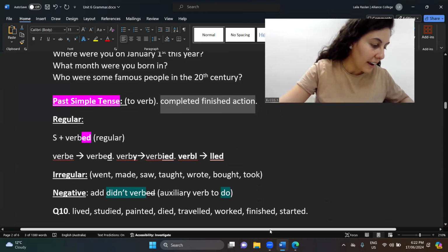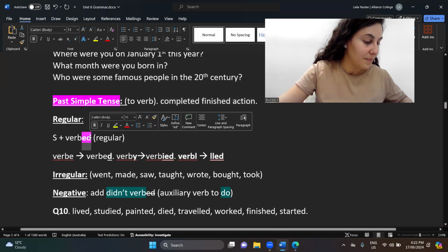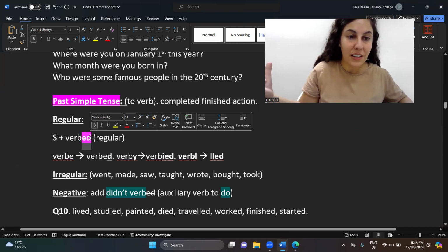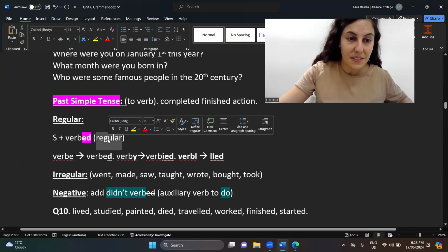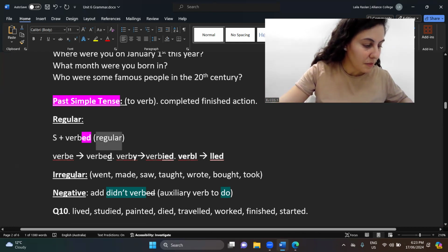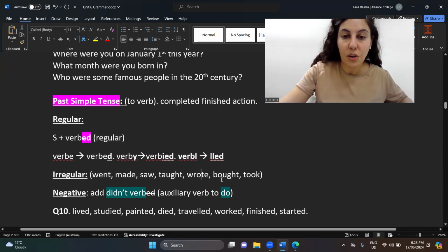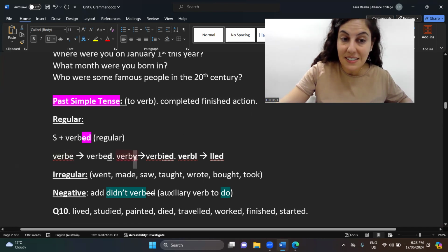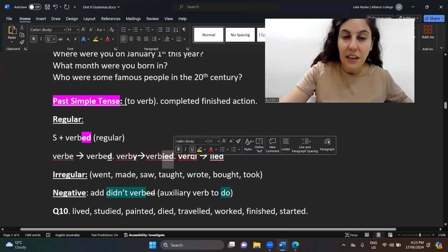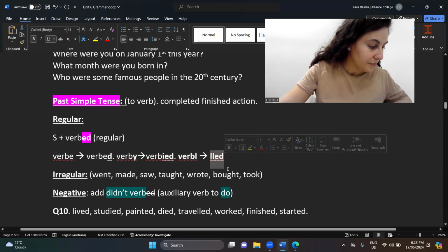So number 9, what do we do to make these actions in the past? We add the ed. Okay, you make it past by adding the ed. That's for the regular verbs. But if it's irregular, some of them we just need to say went, made, saw, taught, wrote, bought, took. But there are some rules. If it ends in an E, we just add the D. If it ends in a Y, you add the IED. If it ends in an L, you double the L and then you add ED.